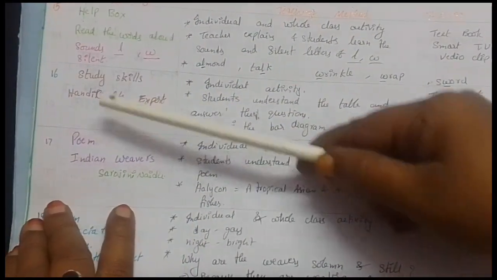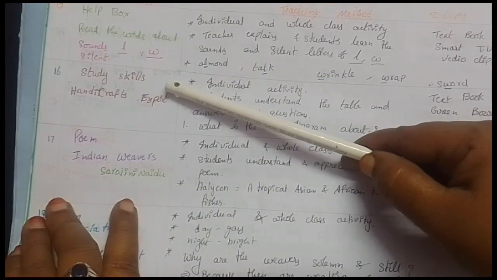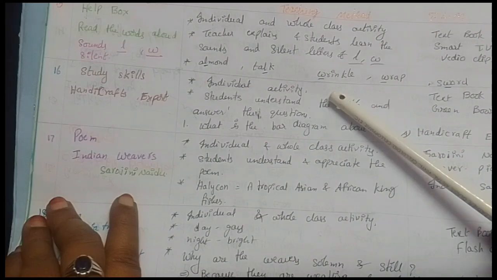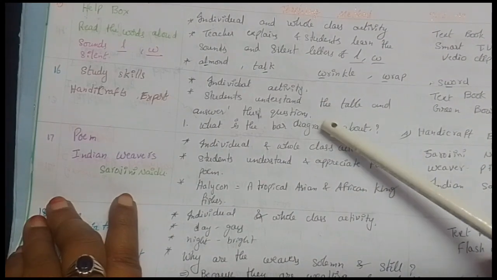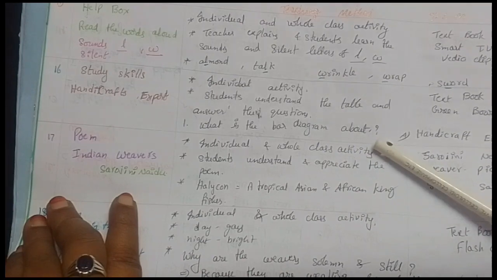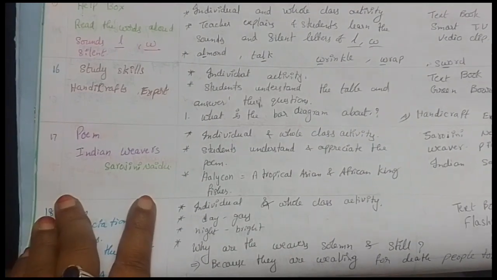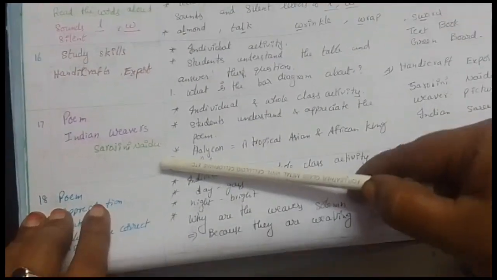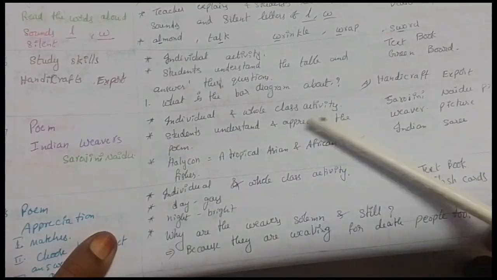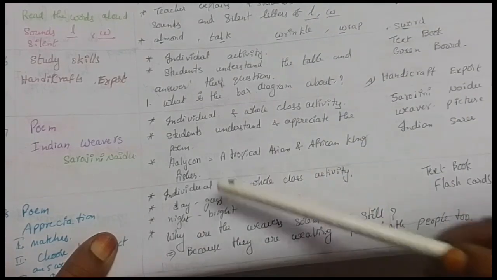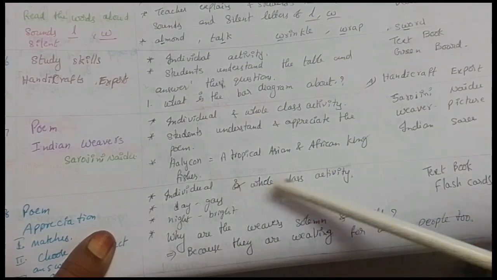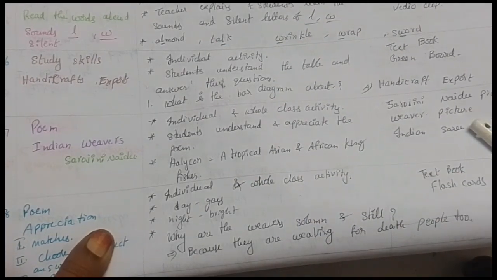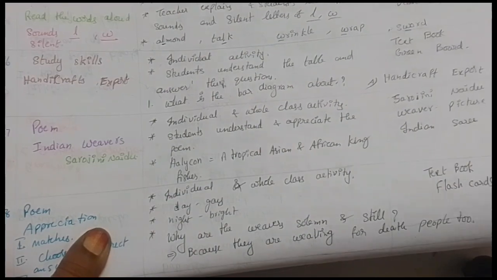Next, in period 16, we teach study skills, that is handicrafts and export, and it's an individual activity. Students understand the table and answer the questions. What is the bar diagram about? The TLM we use are textbook and green board. Period 17, we have the poem Indian Weavers written by Sarojini Naidu. It's an individual and whole class activity. Students understand and appreciate the poem. They learn new words like halcyon, a tropical Asian and African kingfisher. We use the TLM Sarojini Naidu picture, weavers pictures and Indian sari.